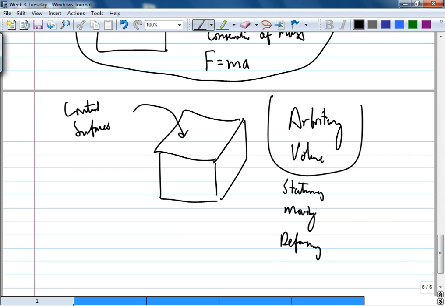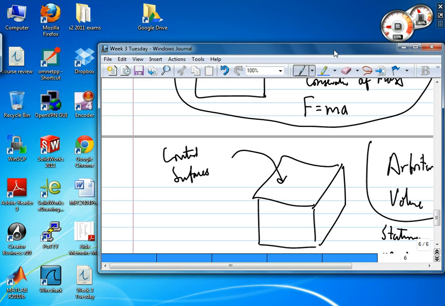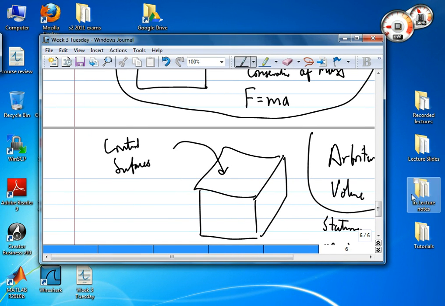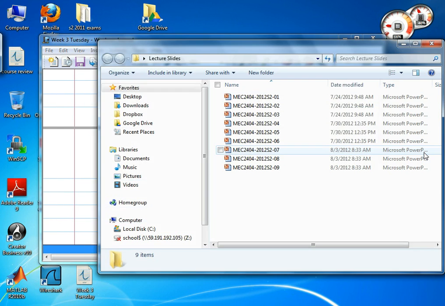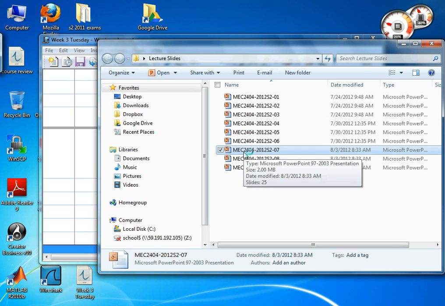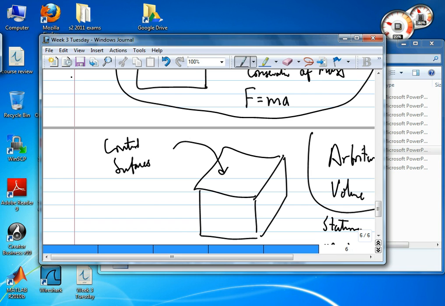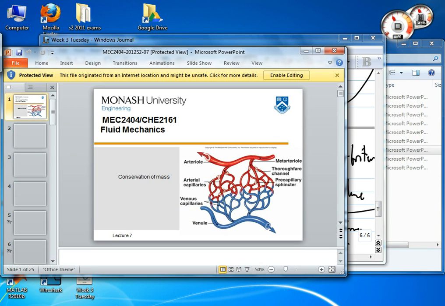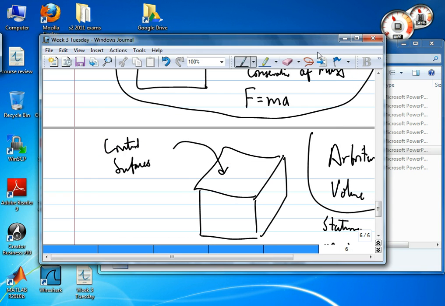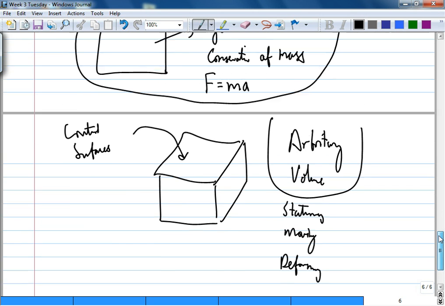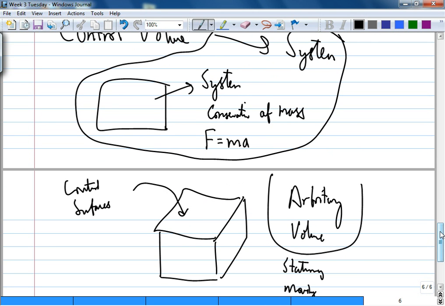For an example, let me bring up the lecture slide, I think lecture 7. So normally we would select the control volume, which is arbitrary, around the thing of our interest.